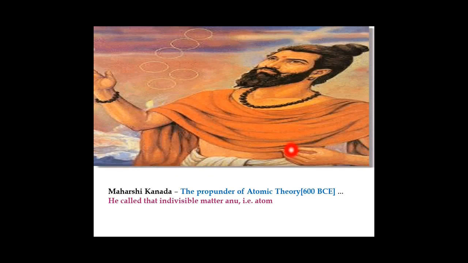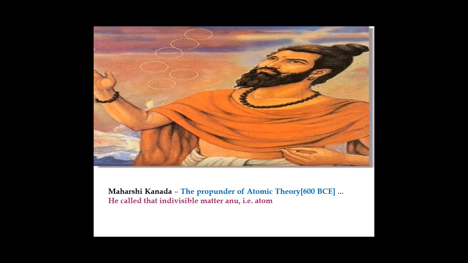Maharishi Kanada, the propounder of atomic theory, called indivisible matter Anu, that is, atom. An interesting story states that this theory occurred to him while he was walking with food in his hand. As he nibbled at the food, throwing away small particles, it occurred to him that he could not divide the food into further parts, and thus the idea of a matter which cannot be divided further came into existence. He called that indivisible matter Anu.